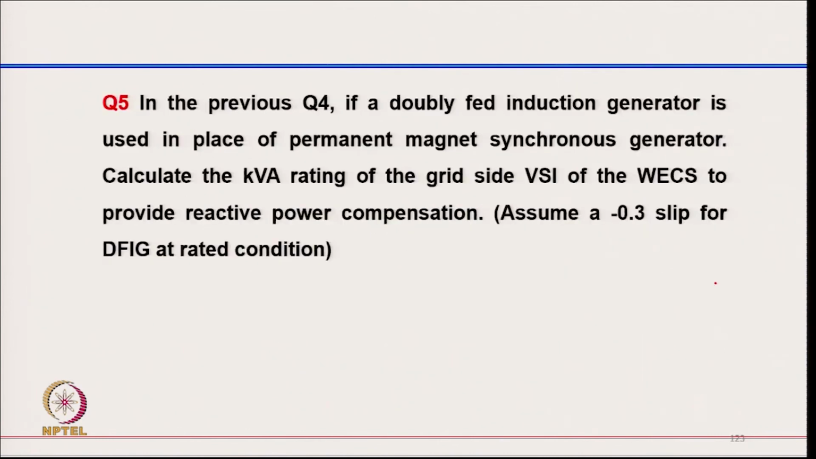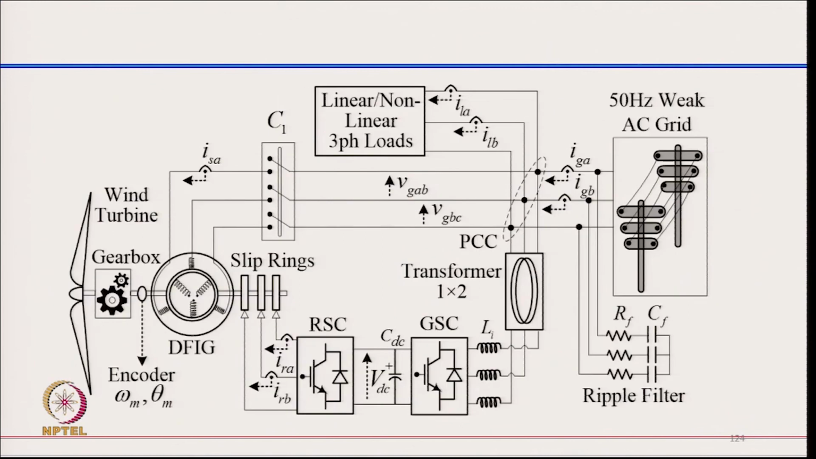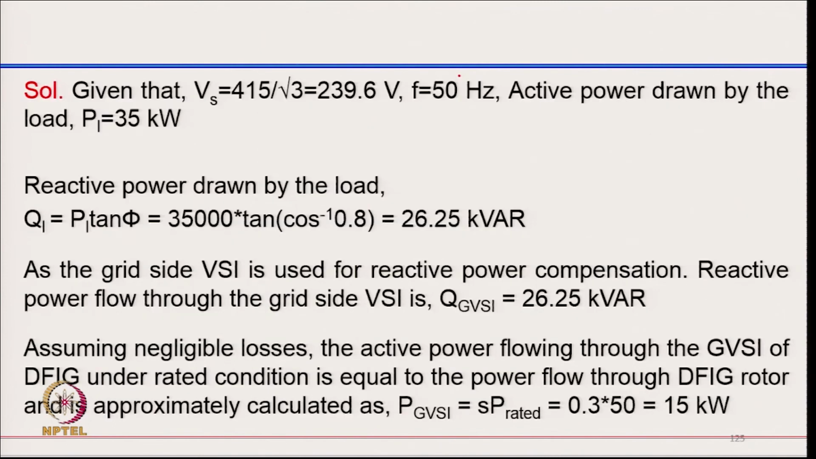78.56 ampere. So, coming to the fifth example, in question 4, if the doubly fed induction generator is used in place of the permanent magnet synchronous generator, calculate the kVA rating of the grid side voltage source converter of the wind energy conversion system to provide reactive power compensation, assuming a slip of minus 0.3 per unit for the DFIG rated current. So, this is a typical system. We have a DFIG with a gearbox, and we have the double converter on the rotor side, and the stator side connected to the grid here, and of course, we have a local load.